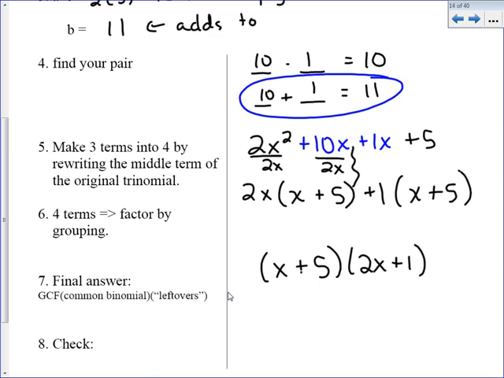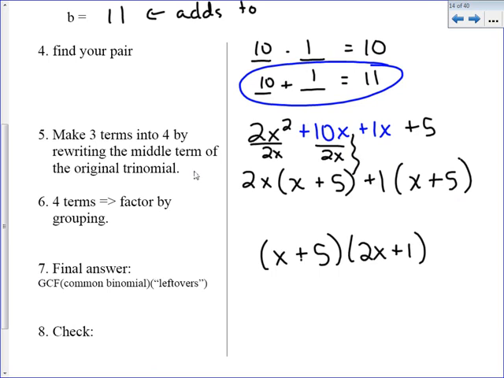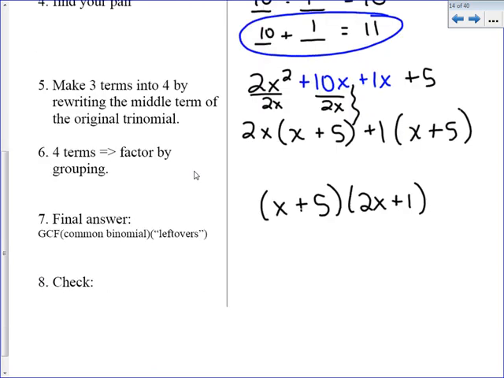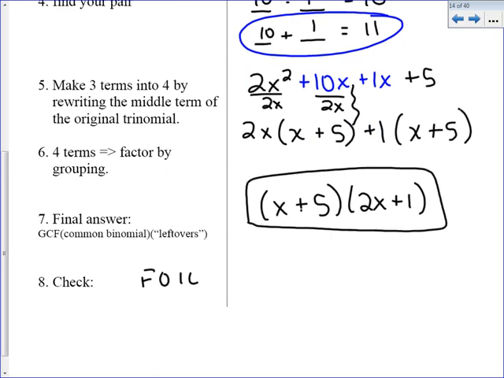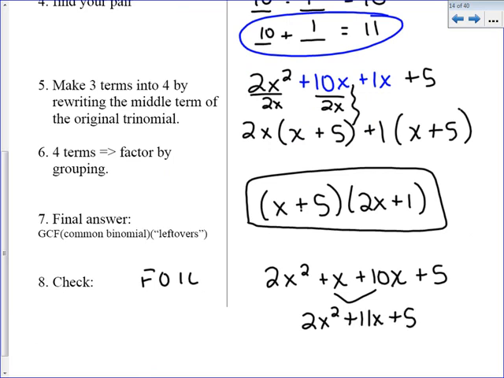Now how can I check this? FOIL it. You could check every factoring problem by foiling. So this is our answer. To check it, I'm going to FOIL it, which gives me 2x squared plus x plus 10x plus 5. And when I combine the middle 2 terms together, sure enough, I get back my original problem.